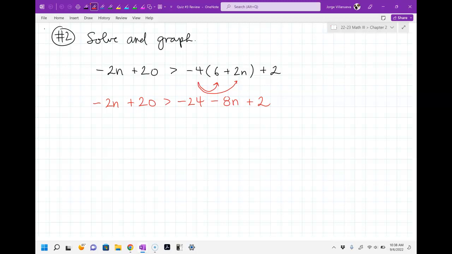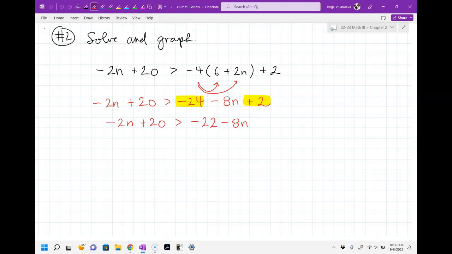All right, now combine like terms. This minus 24 and this plus 2. Okay, minus 24 and plus 2. So I'm going to put those together. That's going to give me minus 2n plus 20 greater than negative 24 plus 2 is a negative what? 22. Thank you. Minus 8n.